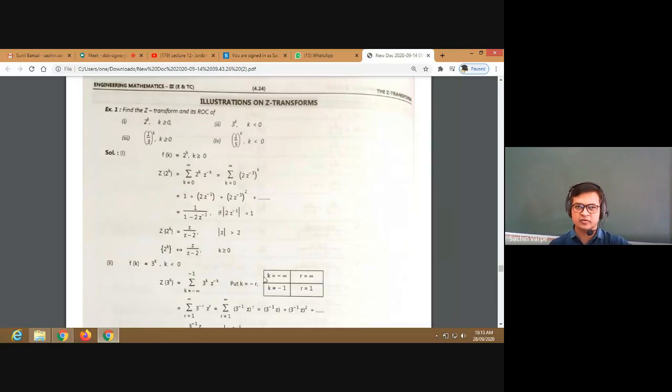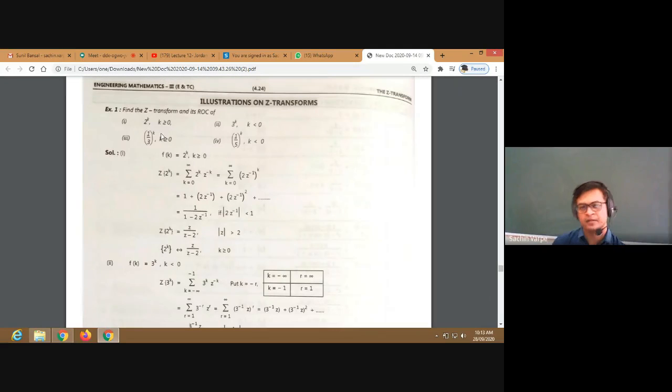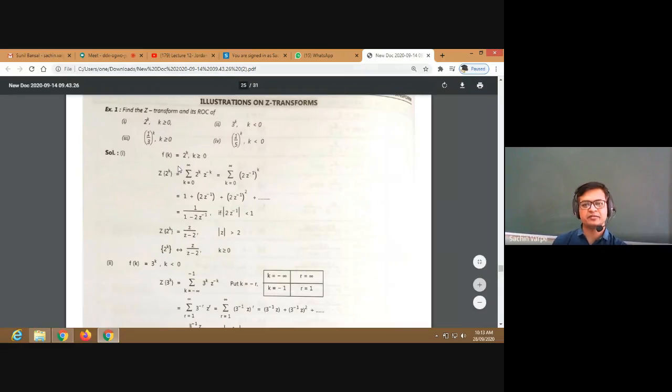The first one is the Z transform of 2 raised to k. Here the function is given as 2 raised to k in the non-negative part, k greater than or equal to 0, right? If you remember the formula for the Z transform of a raised to k for k non-negative, you can use it in computer examinations, but not in theory examinations. If it is asked for 5 marks in theory, then you have to apply the basic definition of Z transform.